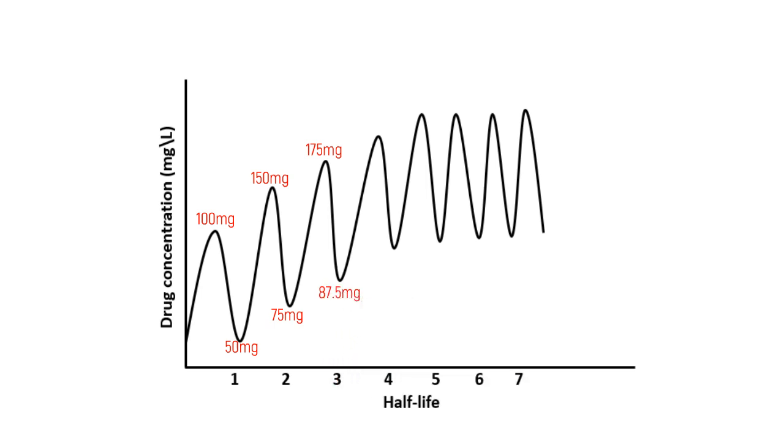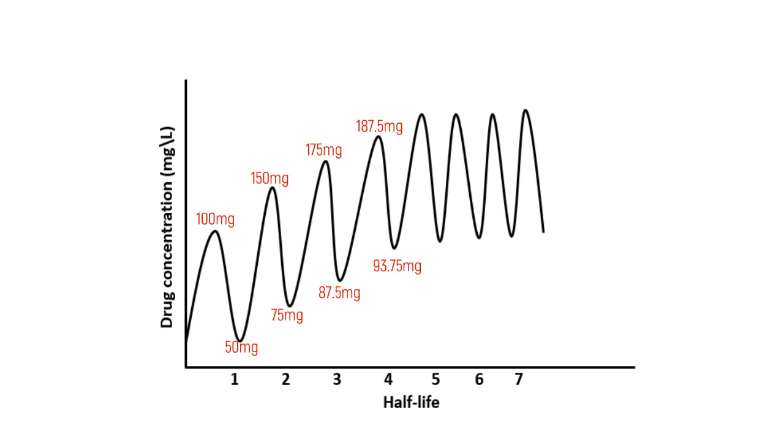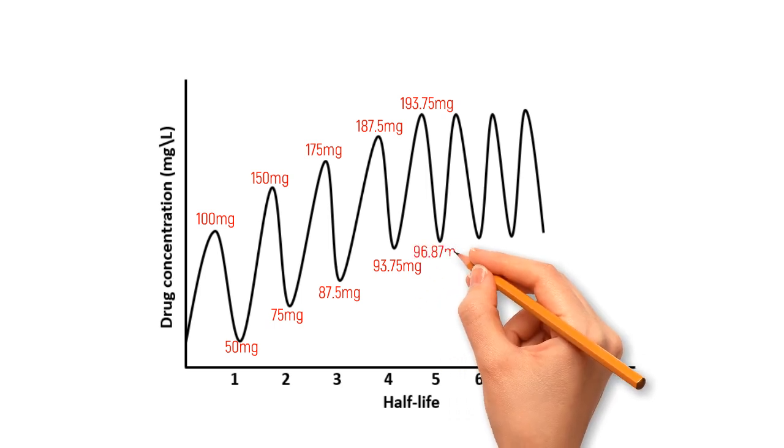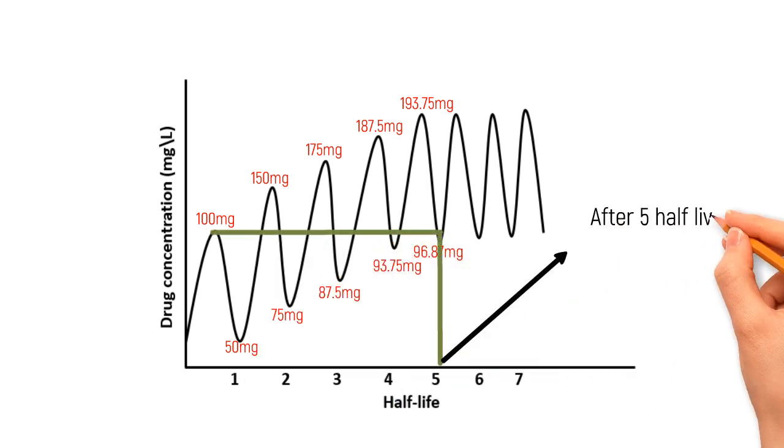After taking a fourth 100 mg dose, the concentration will rise again to 187.5 mg, and after the fourth half-life, it will reduce to 93.75 mg. When you take a fifth 100 mg dose, the concentration will increase to 193.75 mg, and after the fifth half-life, it will decrease to 96.87 mg. This is close to the desired dose of 100 mg.